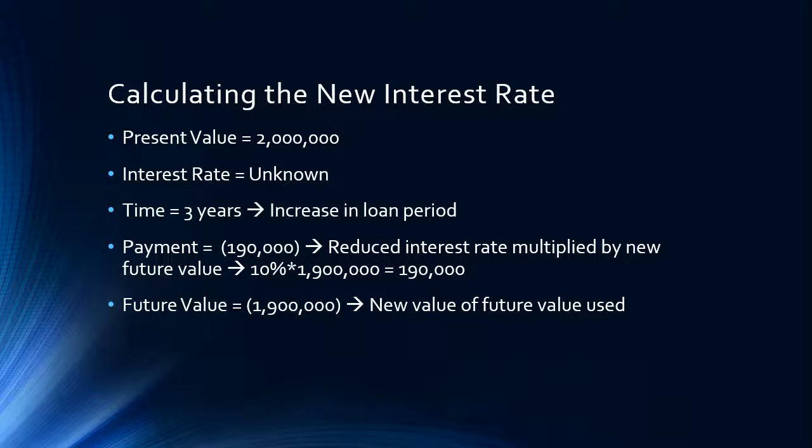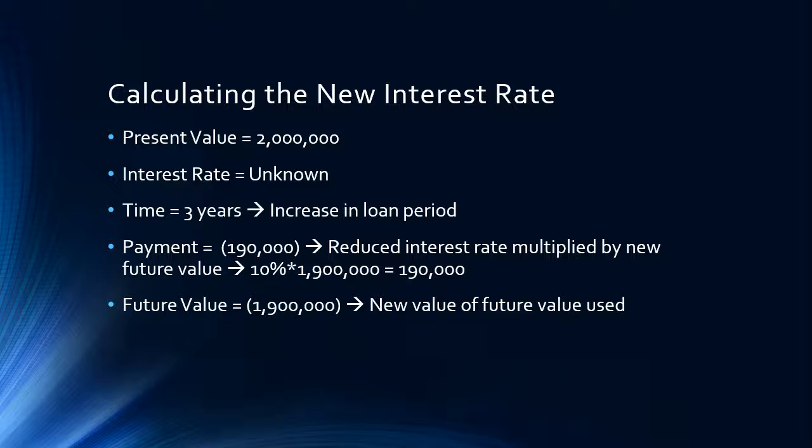Now, when we create an amortization schedule, we have to calculate the new interest rate. When calculating the new interest rate, we have to use the original present value, which was $2 million, because you're moving from $2 million to $1.9 million at a certain increment, which is determined by the interest rate. And that's what we're trying to solve for, the interest rate.